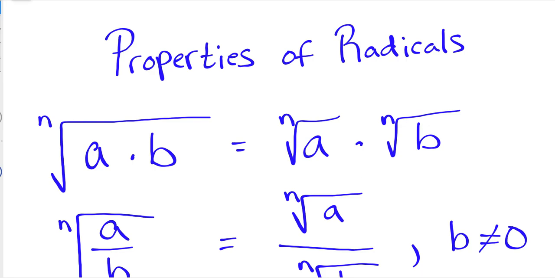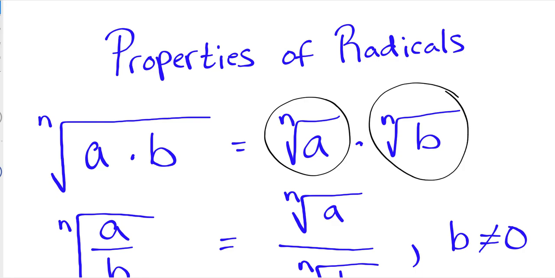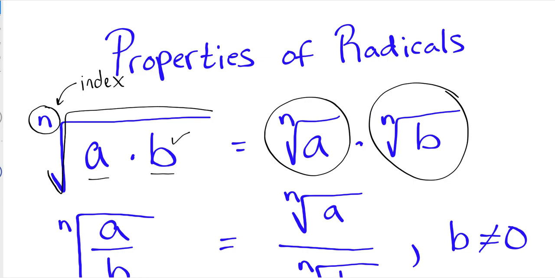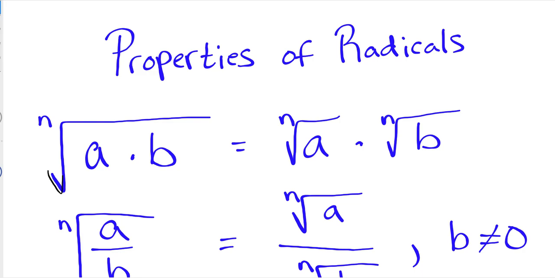Okay, so some properties that we have to understand: if we have a radical like this with things being multiplied on the inside, we can split that apart into a radical with each of the things inside with that same index. That little thing there is called the index. This is the radical sign, and these are the radicands. So we have these properties we're going to be using. We can break apart radicals with multiplication.